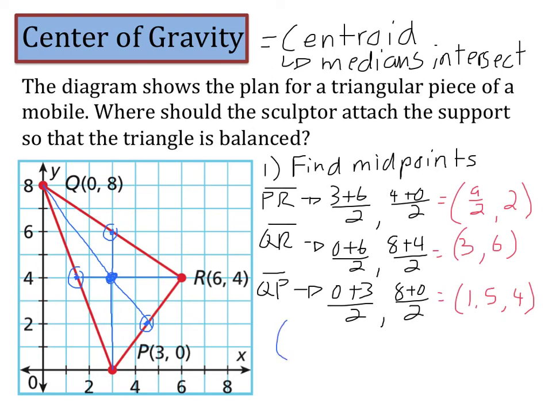So the sculptor should base the centroid at 3, 4. So the steps are, first find the midpoints, draw them on your coordinate plane, and then find what the centroid is.